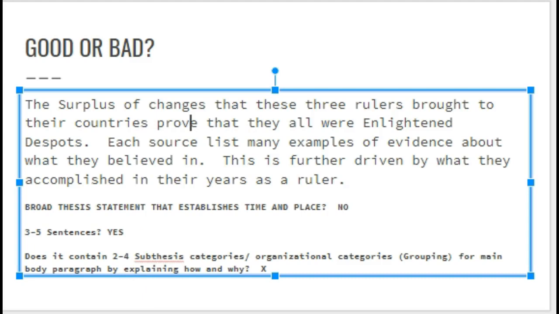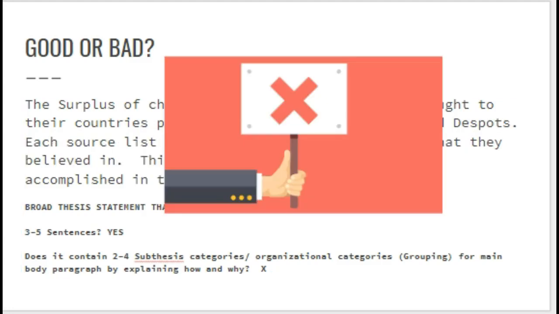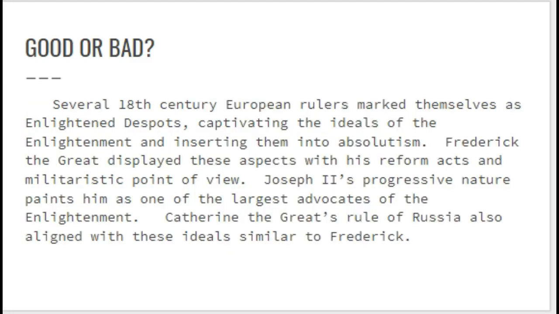thesis statement. Does it have 3 to 5 sentences? Check, yes. Okay, so it's not all bad. Does it contain 2 to 4 subthesis categories, organizational categories, or grouping for the main body paragraphs, and explain how and why? The answer to that, in my opinion, is no. So this wouldn't be a valid thesis. I don't think you'd get a point on the rubric, and that doesn't really do much for your grade on the AP exam. So let's take a look at this one.